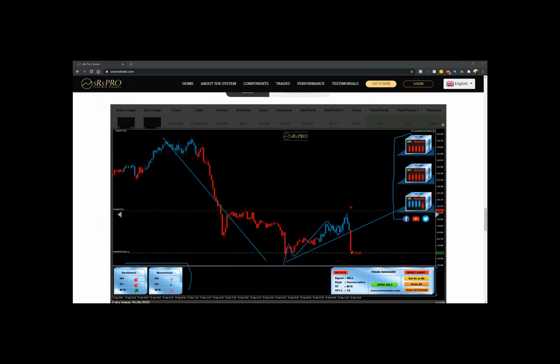Sentiment, momentum, 2 out of 3 for both. We're looking for sales. Now, the part that I wanted to cover here is the risk reward ratio. Okay, so this is your confirmation candle. This is where the 15-minute chart turns from bullish to bearish and where the attack starts.